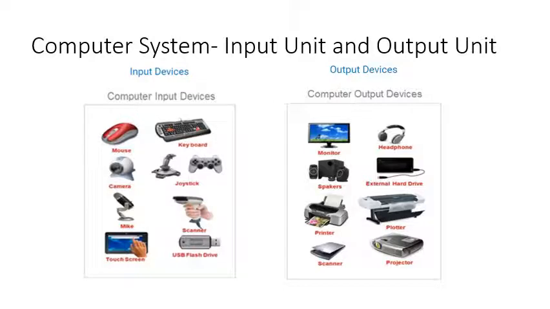The first thing we are going to see is the computer system's input unit and output unit. Let us first discuss the computer system's input unit. The main function of the input unit is to provide the data that will be operated on by the central processing unit as per the program instructions.